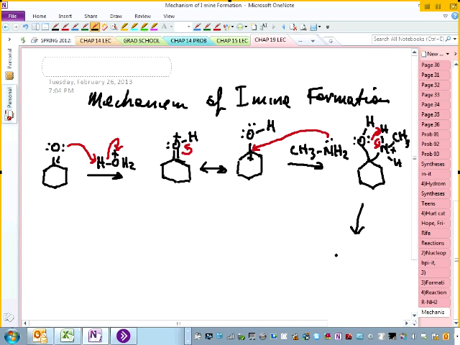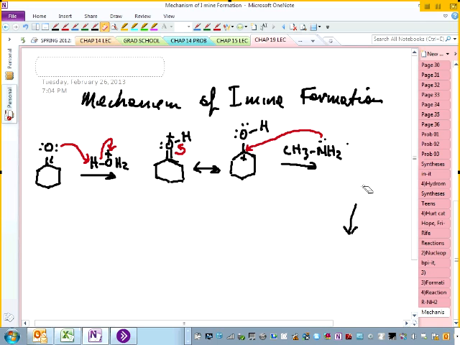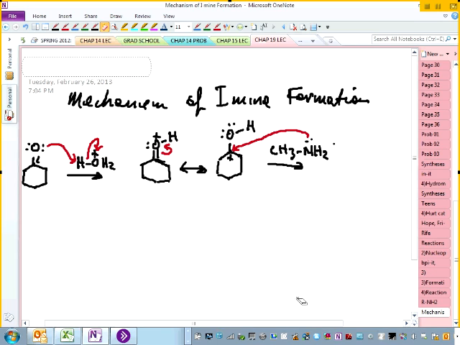Huh? You don't want to see the mechanism? Oh, you can see? It's too crowded. Okay, let me. It's too crowded in that region. Okay, let me make some space here. Can you see that? Okay.